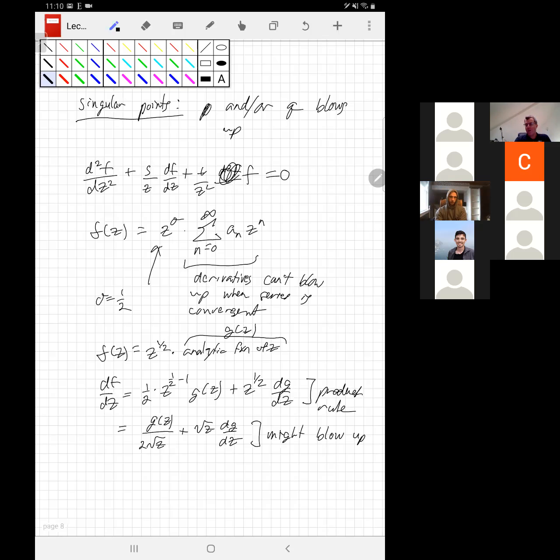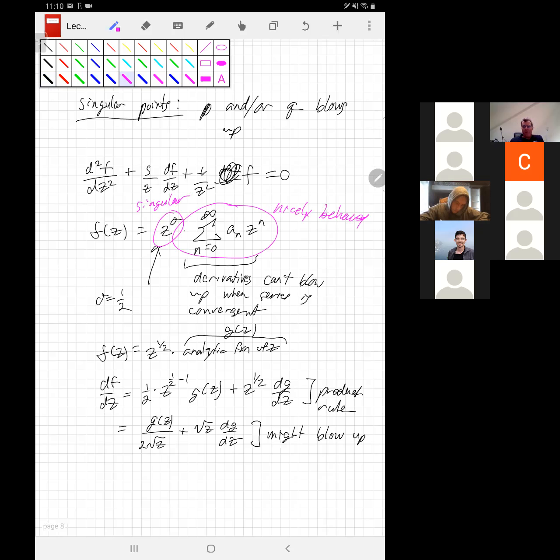One of its derivatives blows up. And if one of its derivatives blows up, that's not a power series with just non-negative integers in it. So what we're doing is we're writing it as a product of something nicely behaved and something that could be singular. And there's no reason it has to be square root. What if I had z to the 10.1?